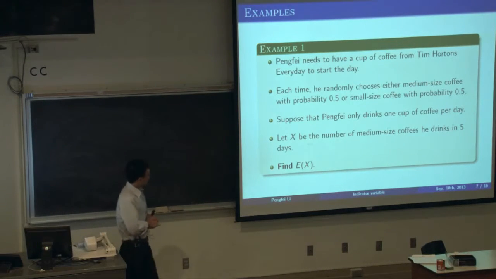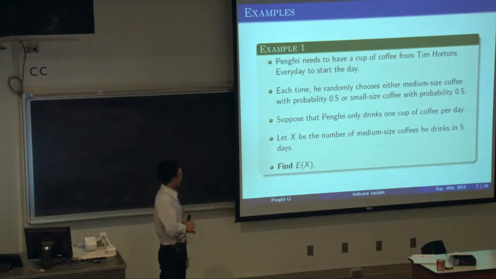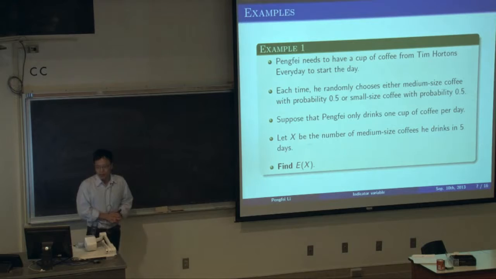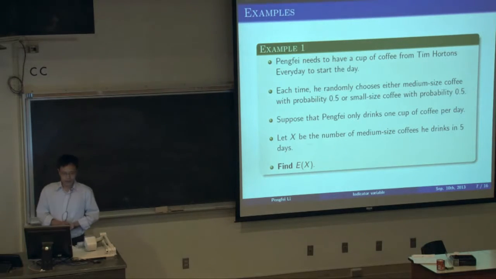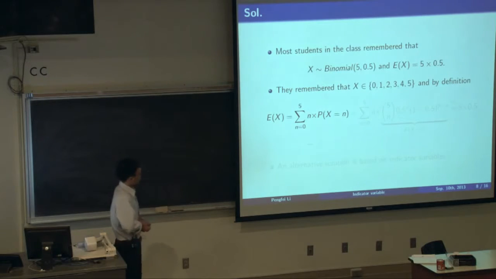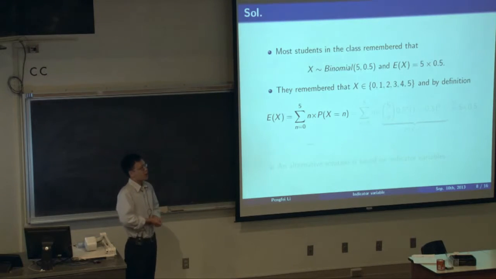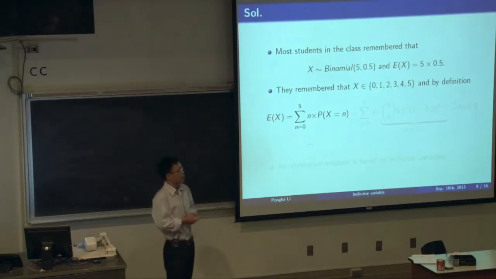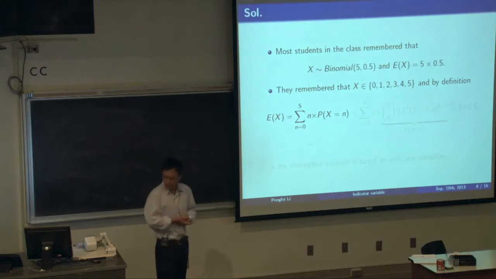Let X be the number of medium-sized coffees I drink in 5 days, so in 1 week. What will be the expectation of X? When I ask this question in class, most students still remember that X follows the binomial distribution. The binomial distribution has two parameters. The first parameter, 5, is the number of coffees I drink. 0.5 is the probability of drinking a medium-sized coffee.